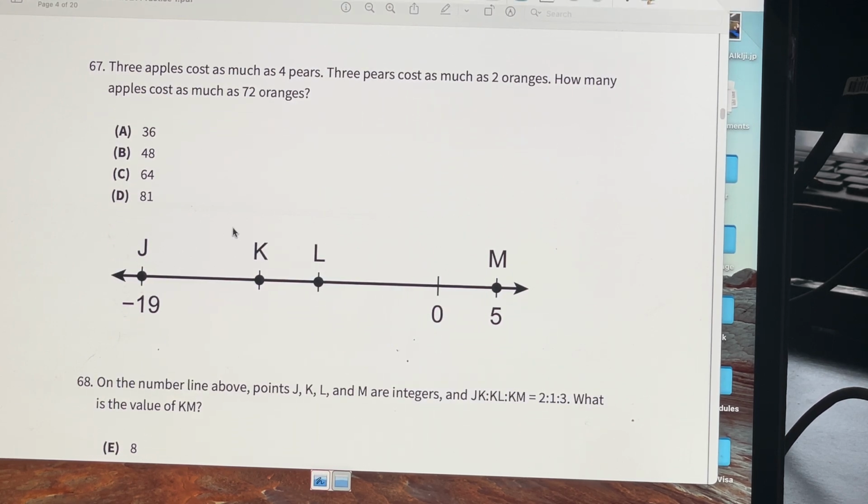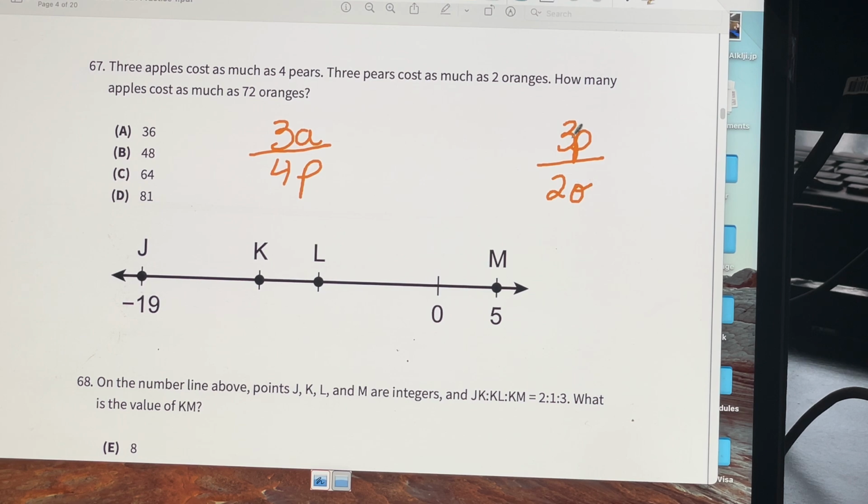This is a nice question. So right now we know that 3 apples cost as much as 4 pears. Now write it as a ratio. And then we know also that 3 pears equals 2 oranges. How many apples cost as much as 72 oranges? The problem is I don't have a relationship between apples and oranges. I have pears and oranges.